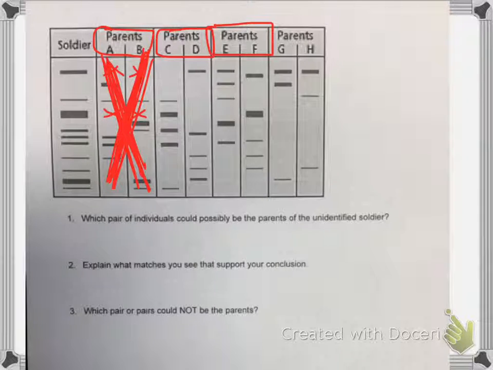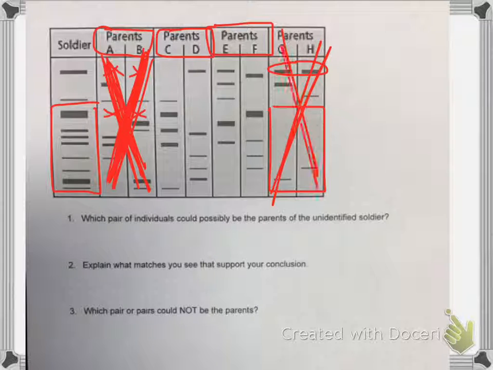And I find it easier to do these by process of elimination. I think it's easier to throw out individuals rather than try to match them first. So on G and H, we had a good match up here, but look at this whole area. The soldier's got a whole ton of DNA bands there, and G and H have almost nothing there. Are those possible parents? Nope. Gone.